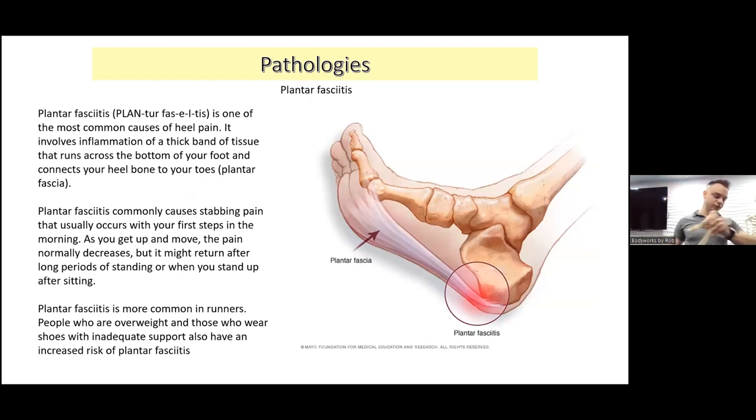Plantar fasciitis. Ooh, oh man, this one can take a while. So first off, what is the plantar fascia? So if we break it down, plantar, bottom of the foot, right? Fascia, connective tissue. Itis, inflammation of the connective tissue on the bottom of the foot.